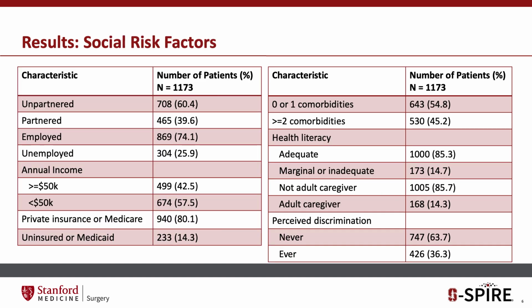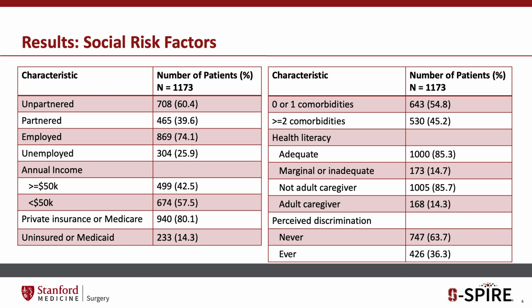So that brings us to our social risk factors. Of our 1,100 respondents, 60% were unpartnered, 74% were employed, 42% made at least $50,000 a year. The vast majority, or 80%, had either private health insurance or Medicare. 54% had one or fewer comorbidities in addition to their colon cancer, and 85% had adequate health literacy.